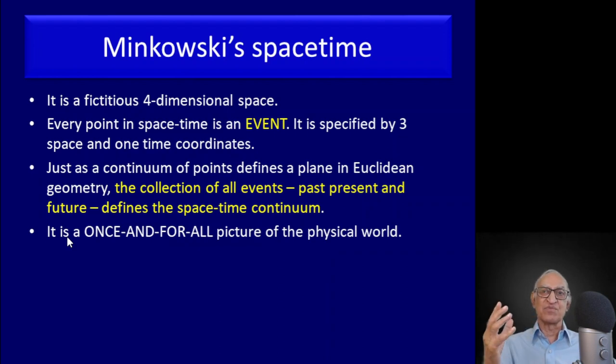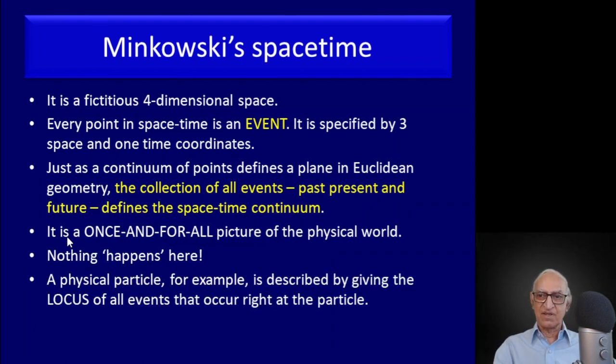Space-time doesn't change with time. It represents past till infinity and future till infinity and the present. Nothing happens in this fictitious mathematical space-time. A physical particle in real space, for example, is described by giving the locus of all events that occur right at the particle. For example, at this time and this place, this particle collided with another particle. At this time and this place, this particle split into two. These are physical events. They represent points in Minkowski's space-time.